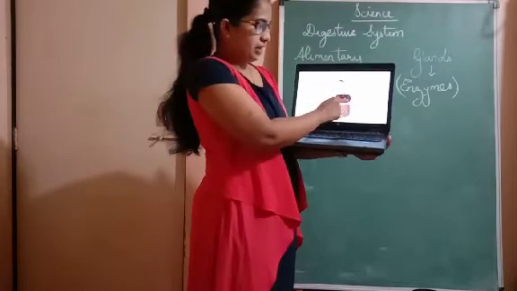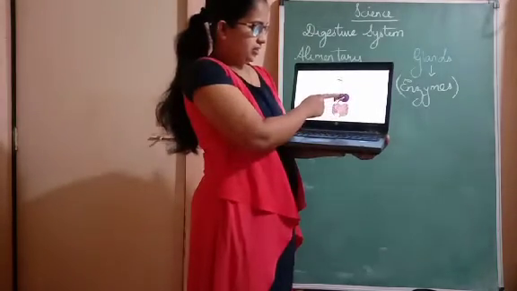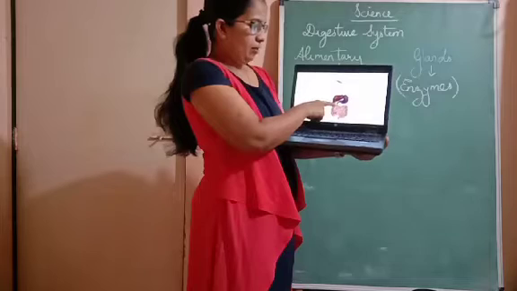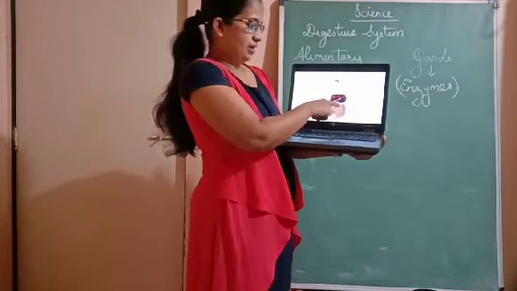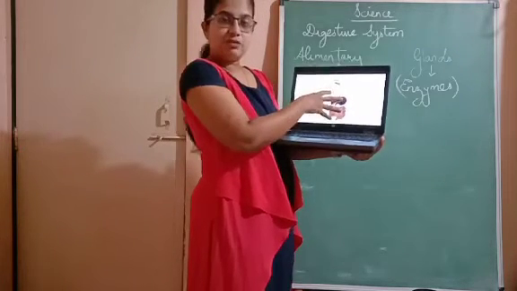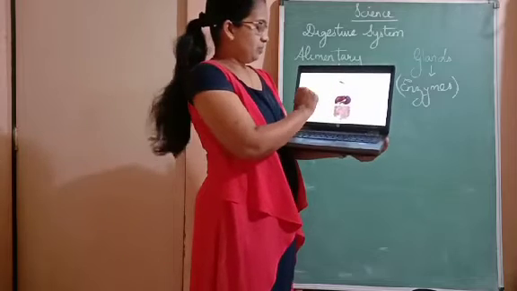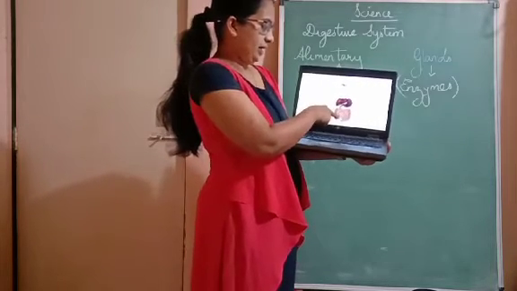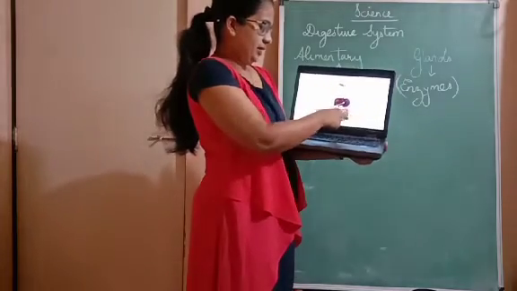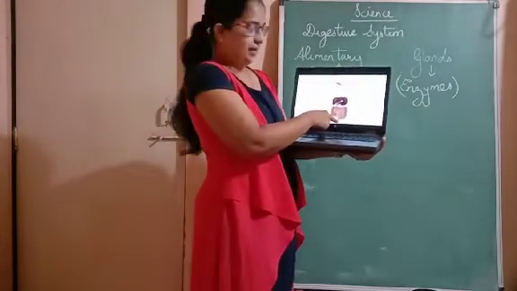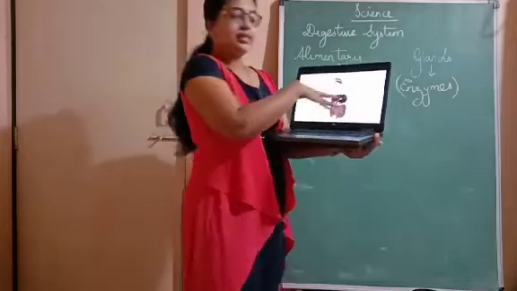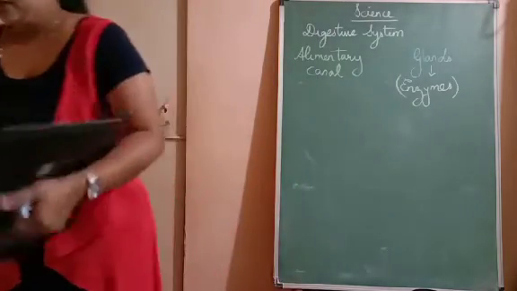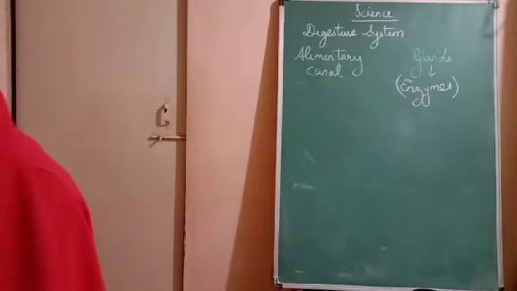You have the stomach. This is the liver, gallbladder, pancreas. Now these are the various glands which are present in our body which help in the process of digestion. Here we have the small intestine, the large intestine, and the final is your anus. So let us understand the digestive system.